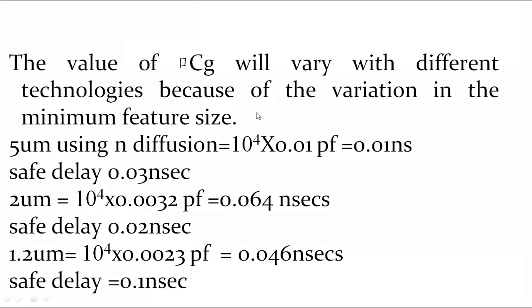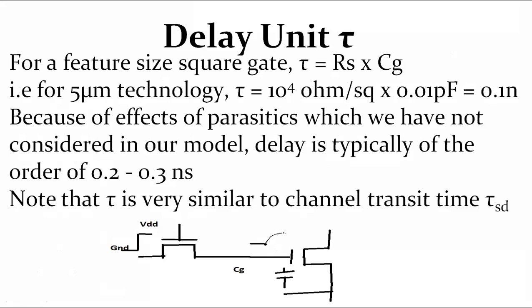Similarly, for 2 micrometers, 10 to the power of 4 into 0.032 picofarad is equal to 0.64 nanoseconds and 0.46 nanoseconds. Just see here, time reduces as technology increases. The delay time is going to reduce. Time what happens? It decreases, delay time decreases as the technology increases. That's the only concept in this. Okay, here we have already discussed the same thing.